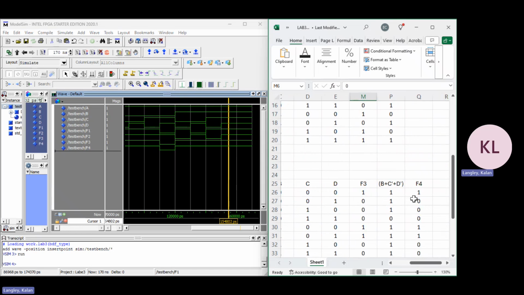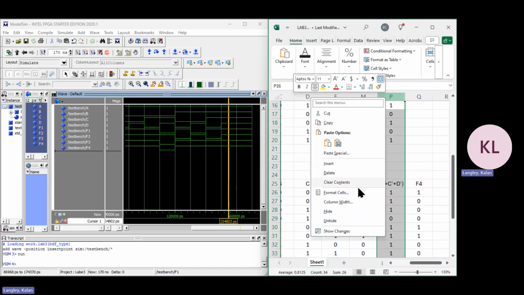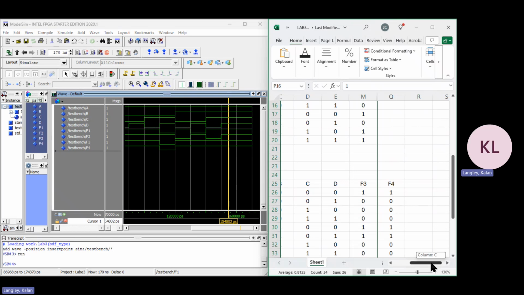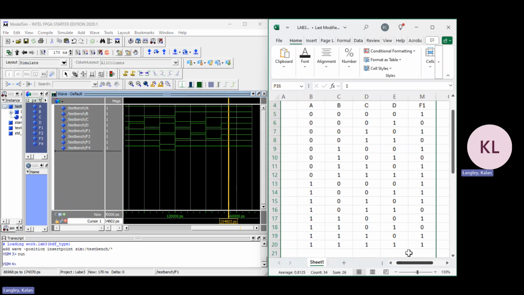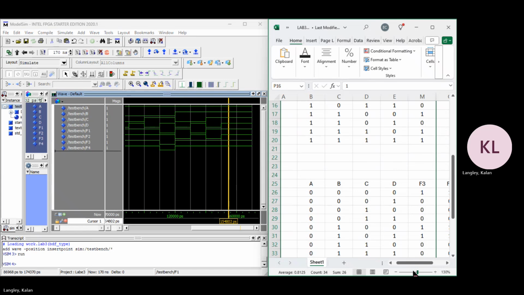And we're going to do F3 and F4 now. Now these two are equivalent. So that being said, every single time they turn on, they should mirror one another, unlike up here where we had several iterations where they were opposite or did not equal one another.